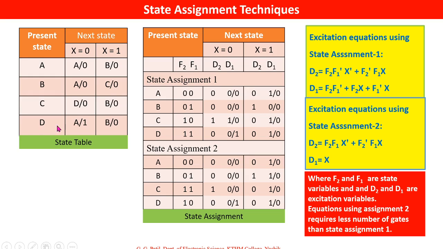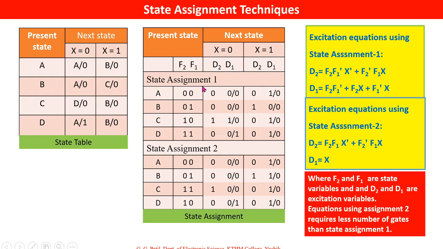And for state D, A is the next state when x equals 0 and the output is 1. A has value assigned 00, and the output is 1. For x equals 1, the next state is B for present state D and the output is 0. So B has value 01 and the output is 0. So in this way, with this state assignment, we can rewrite the present state table of a given state machine.